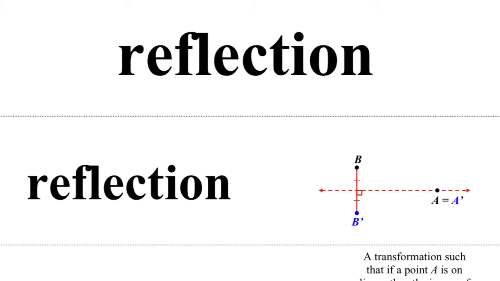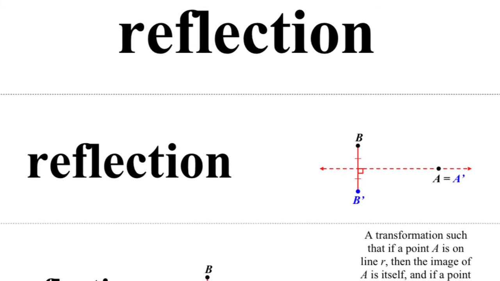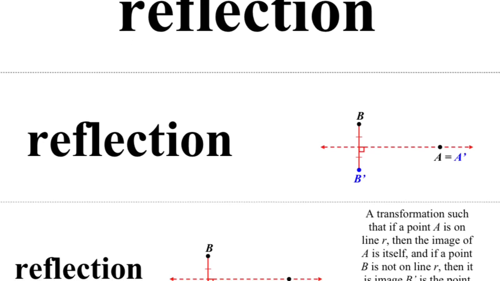A reflection is a mirror image. The shape doesn't change size, it just changes the direction that it's pointing in. It's still congruent.